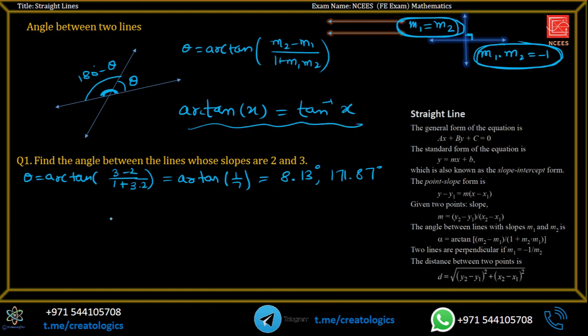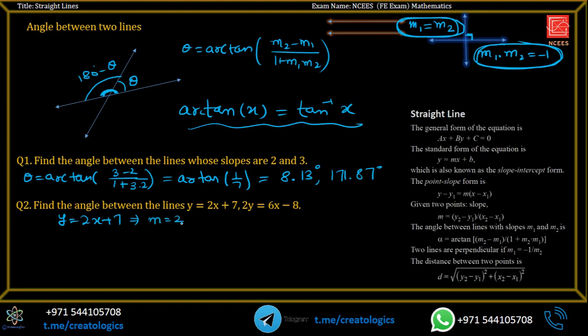Next, question number 2 says, find the angle between the lines y is equal to 2x plus 7 and 2y is equal to 6x minus 8. Things are the same, you need the slopes. Here both equations of lines are given to you, so you have to find the slopes first. From y is equal to 2x plus 7, can you see what the slope is? The coefficient of x will be your answer, so m1 is equal to 2 is the slope of the first line.